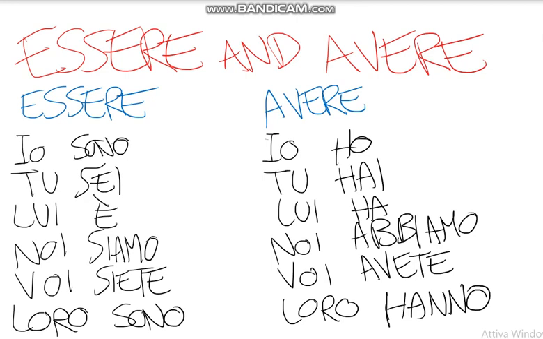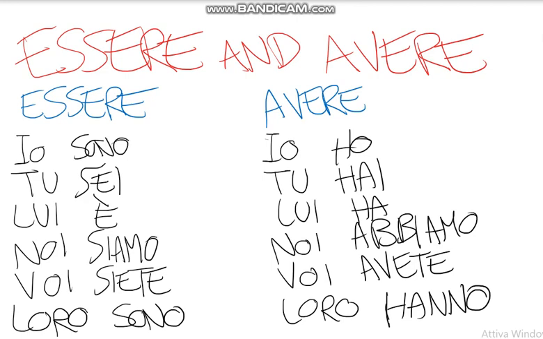Lui è, which means he is. Lui è. Later I'm going to tell you how to say lei, she, and it. But for the moment let's focus on lui. So, lui è, he is.